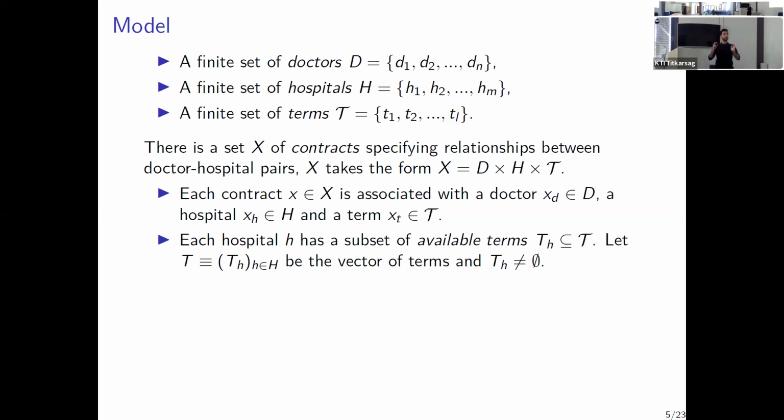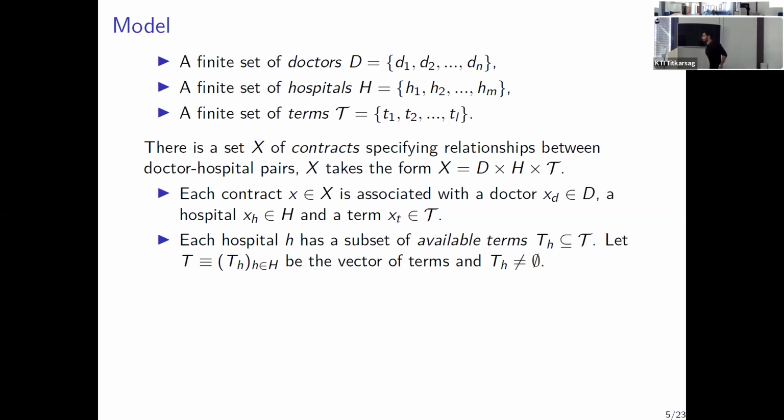that I call the subset of available terms. Basically, it represents the set of terms that can be offered to doctors by a given hospital. So take hospital H, and consider the set of terms that it can offer, T_H. If a term T is in T_H, it means that a contract that concerns hospital H and term T is available for any doctor. In contrast, if T is not in T_H, then there is no doctor that can have this contract with hospital H.